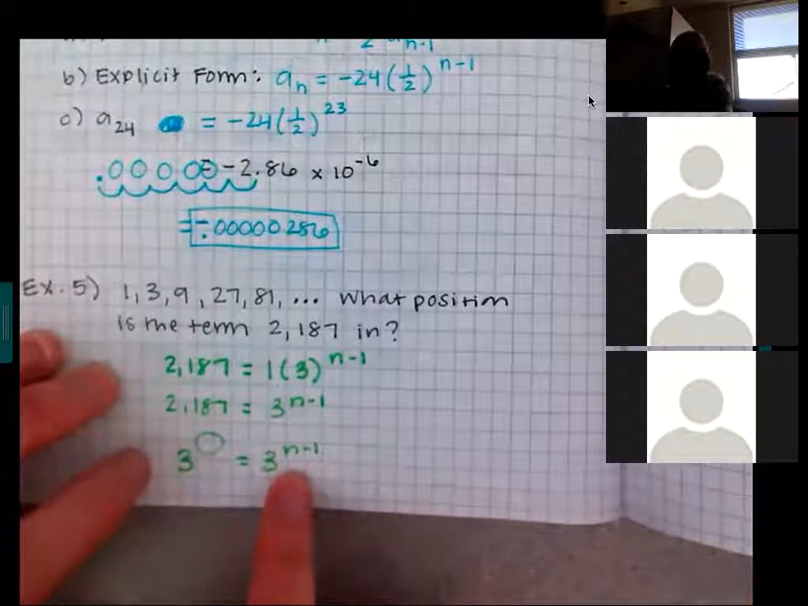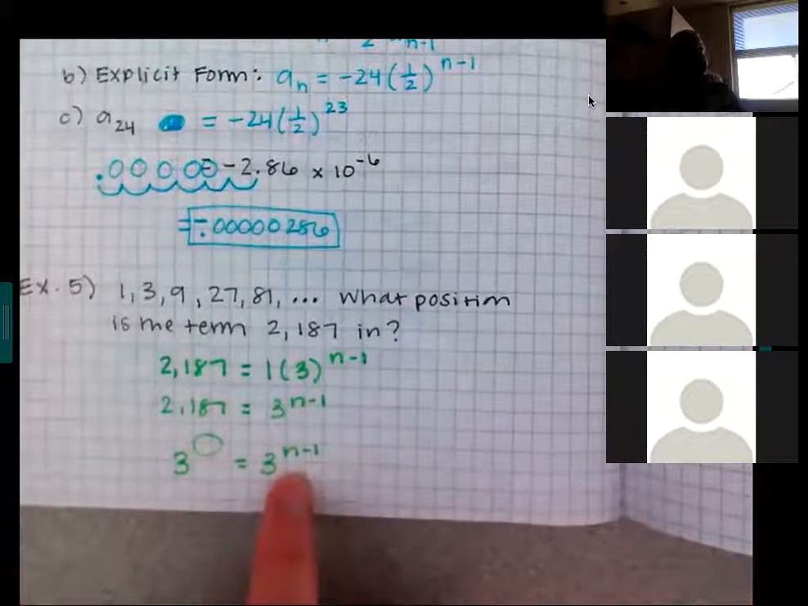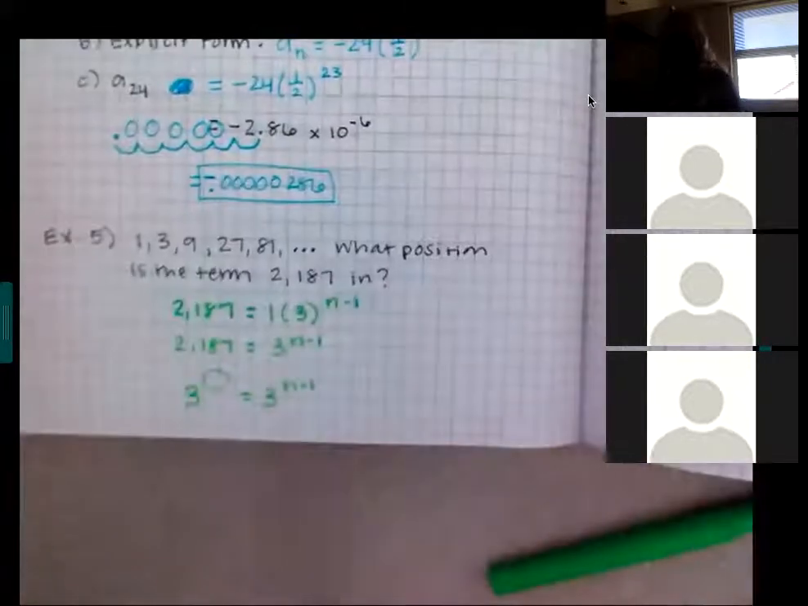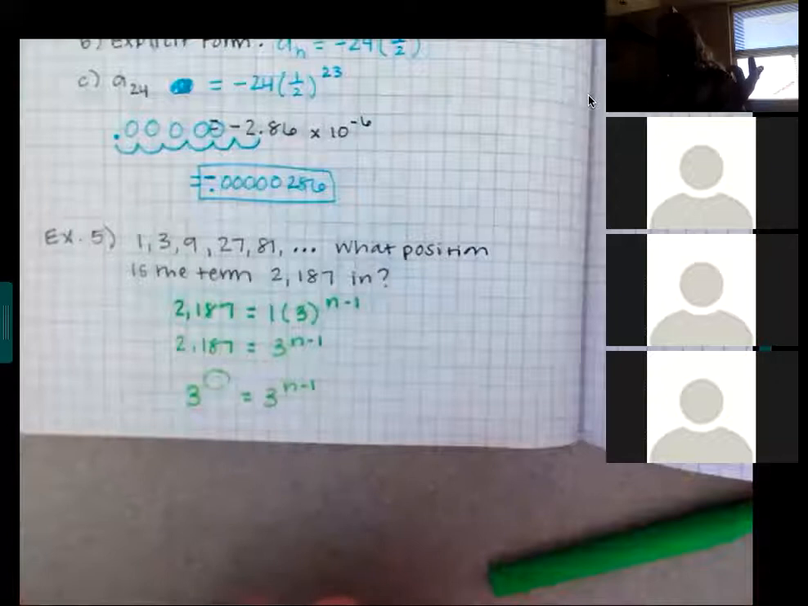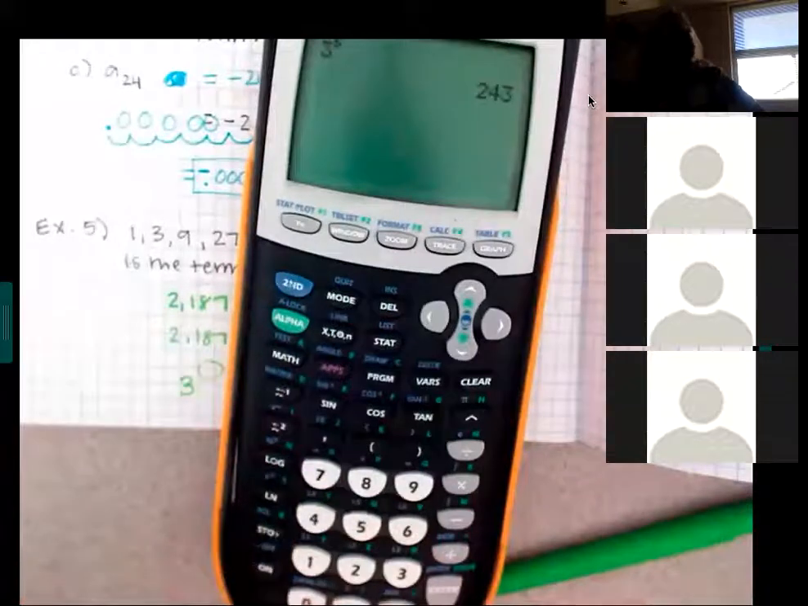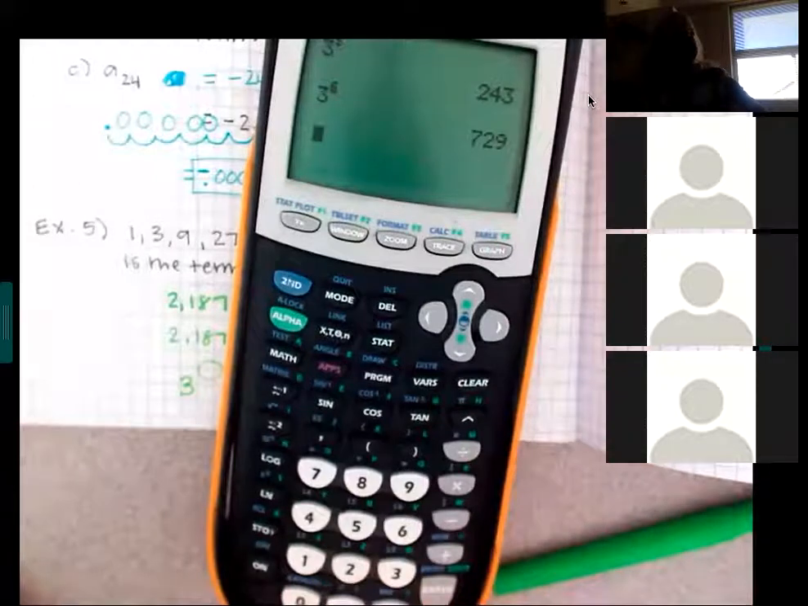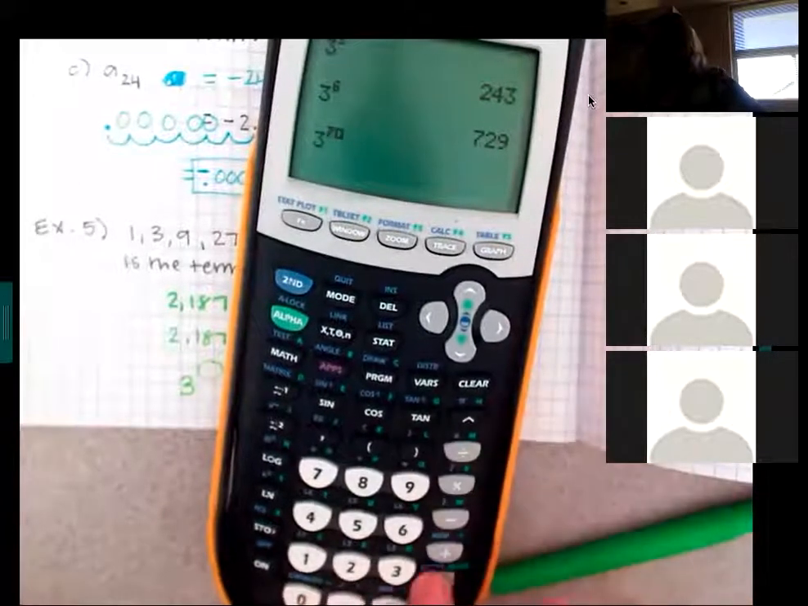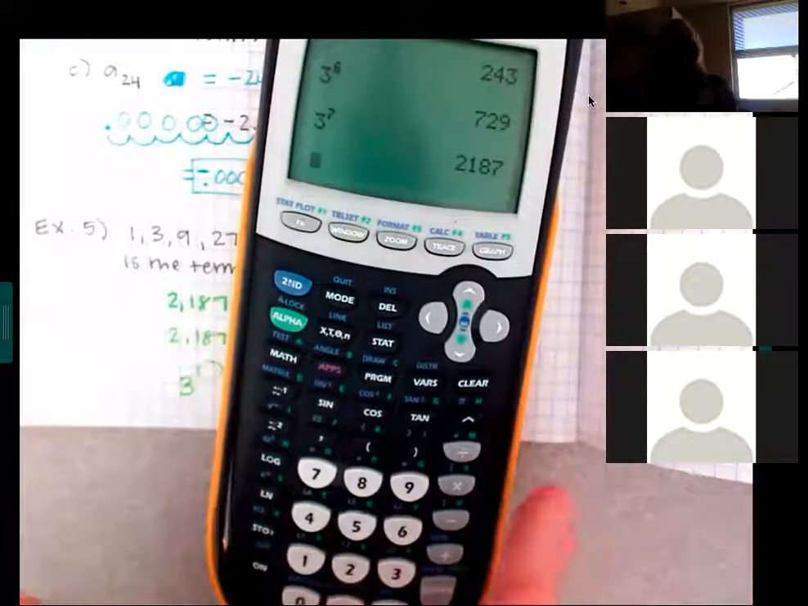Do you guys remember doing that in this class where we got the same base on both sides to find the exponent? Okay, so I want y'all to just watch. In my calculator, I'm guessing and checking. I know 3 to the 4th is 81. So I'm going to start with 3 to the 5th. Is that 2,187? So I'm going to do 3 to the 6th. Is that 2,187? So I'm going to do 3 to the 7th. Is that 2,187? So I think the easiest way to do these would just be to guess and check, y'all.